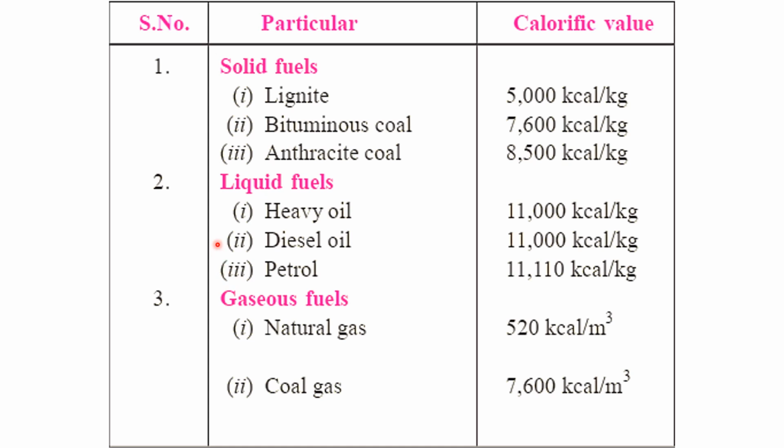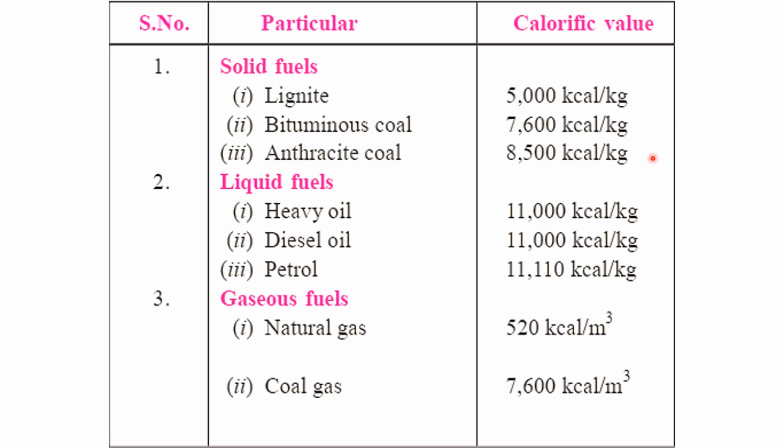This table represents the calorific values of various types of fuels. For example, we have different forms of coals, which are lignite, bituminous coal, and anthracite coal. And straight by looking at the calorific value, we can tell that anthracite coal is of the highest quality, as it has the highest calorific value, which is it can produce 8500 kilocalories of heat energy for every 1 kilogram of fuel burned. And lignite is the lowest quality coal which you can burn, which has 5000 kilocalories per kg.